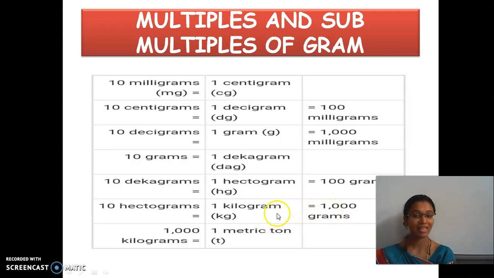So 1 kilogram is otherwise equal to 10 hectogram. Okay, don't get confused with this. 1000 kilogram is equal to 1 ton. 1000 gram is equal to 1 kilogram. 100 gram is equal to 1 hectogram. And then 1 decagram is equal to 10 gram. Next, 10 decigram is equal to 1 gram. Decigram is a smaller quantity than gram. Okay, shall we move to the next?